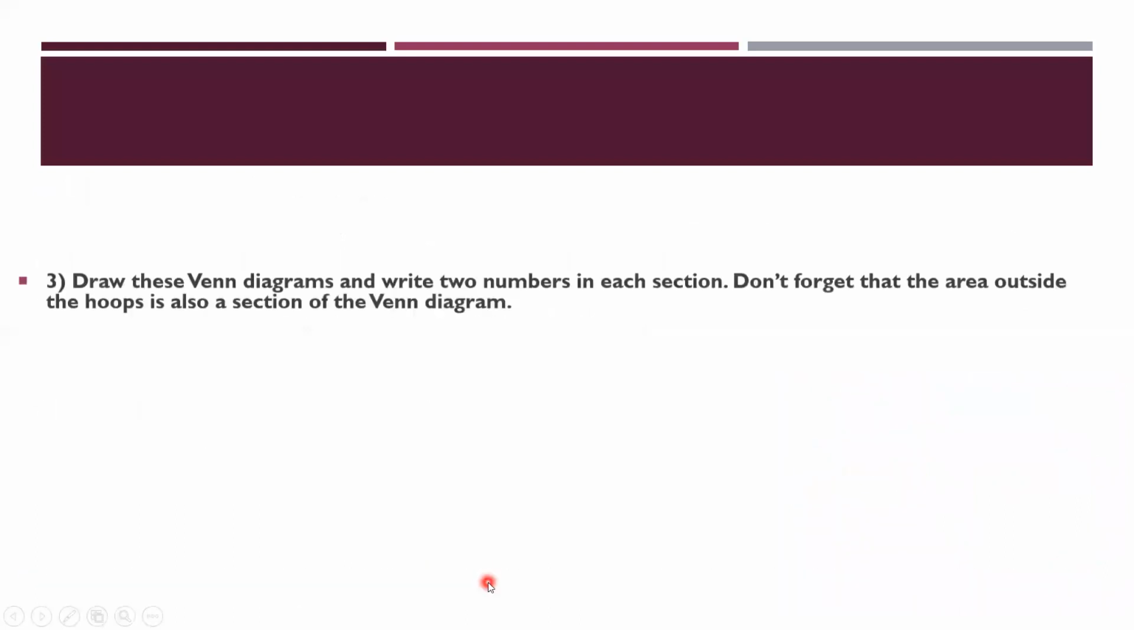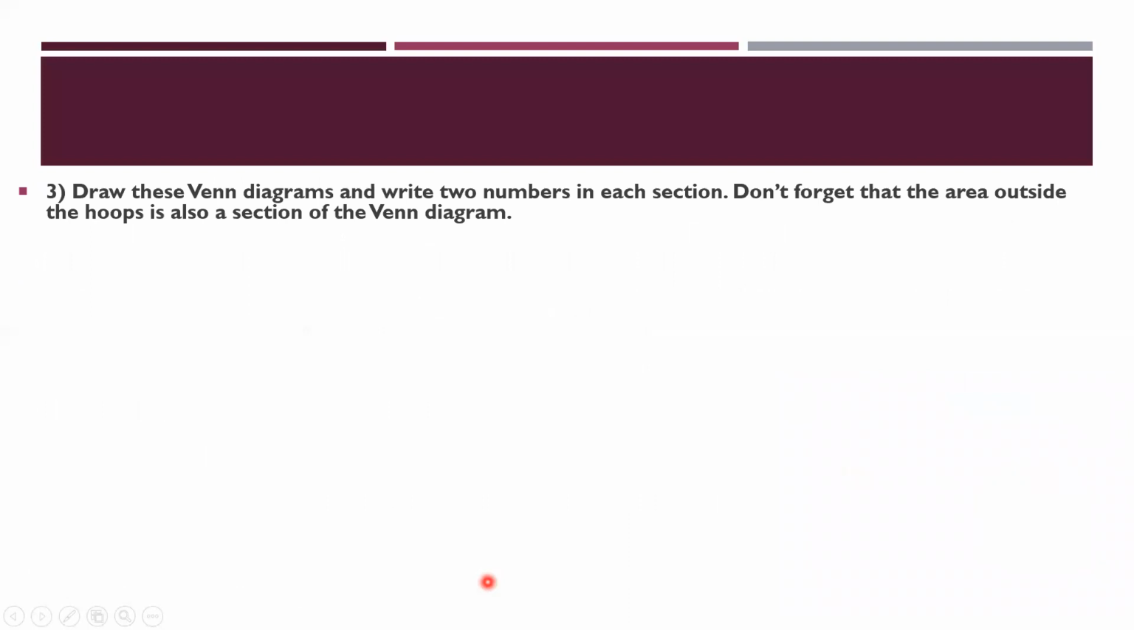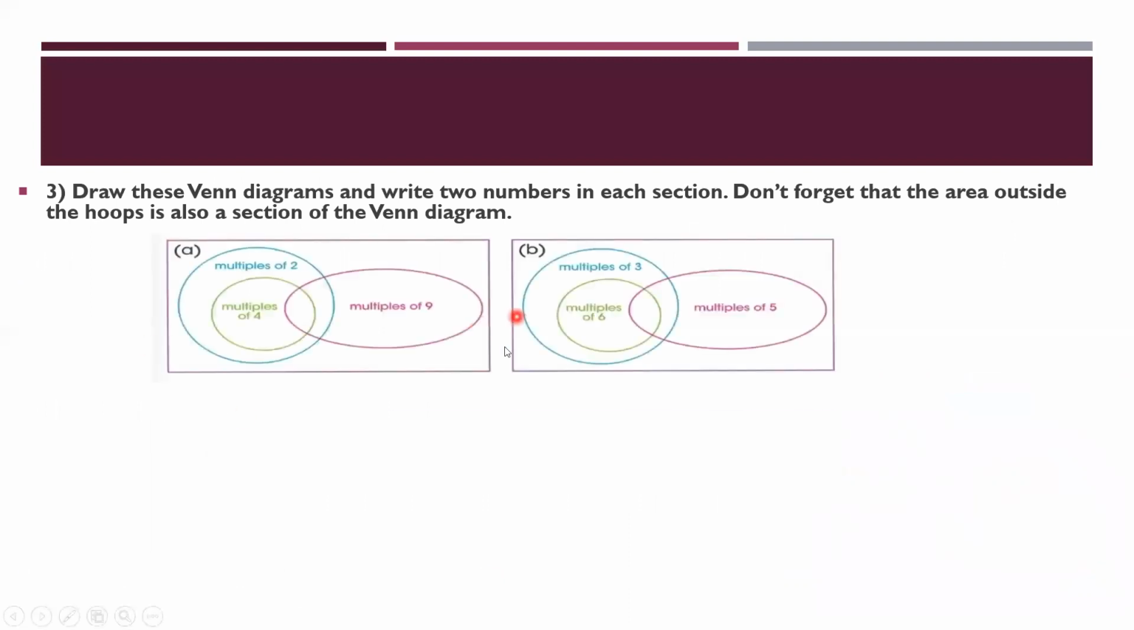Next comes the third one. Draw these Venn diagrams and write 2 numbers in each section. Don't forget that the areas outside the hoops are also a section of the Venn diagram. Okay, so these are 2 different Venn diagrams. The one we discussed just before, there they have given the numbers and asked us to find out whether it is correct or not. Here they have given 2 different Venn diagrams and you need to write.